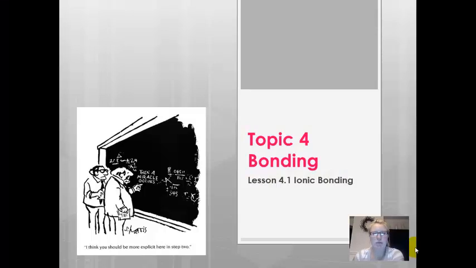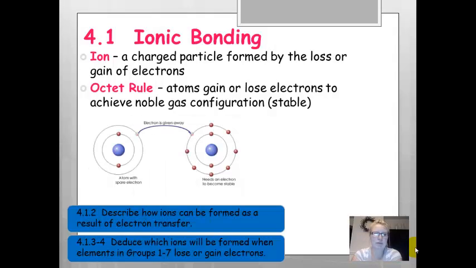This is lesson 4.1, ionic bonding. So an ion is a charged particle that's formed when an atom loses or gains electrons. And the reason that atoms lose or gain electrons is to get a full octet. So they try to get a full outer shell, which is also called noble gas configuration.